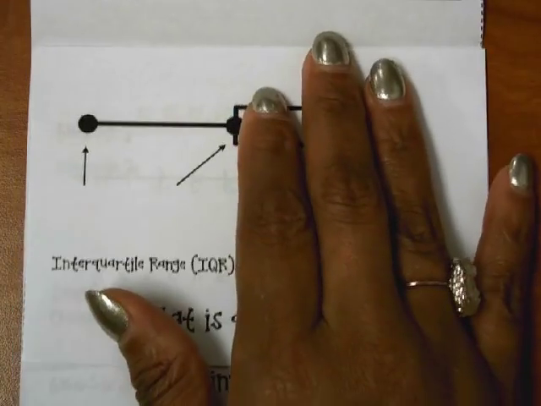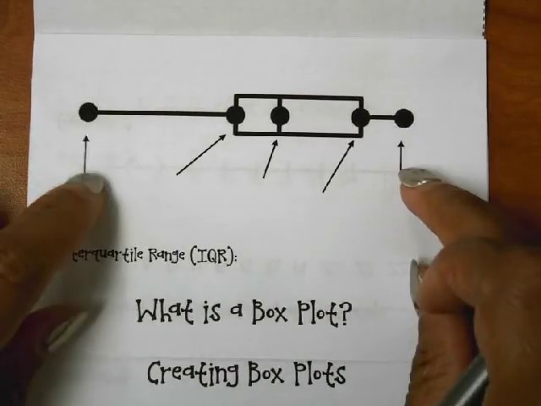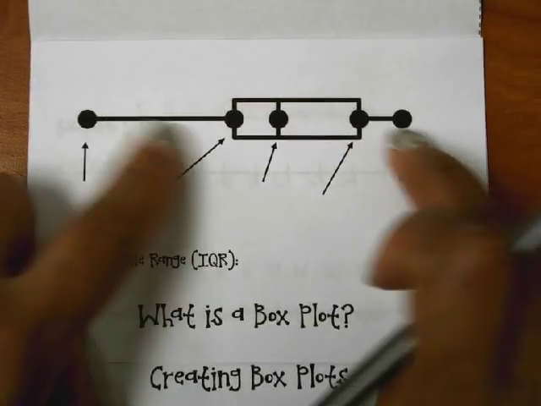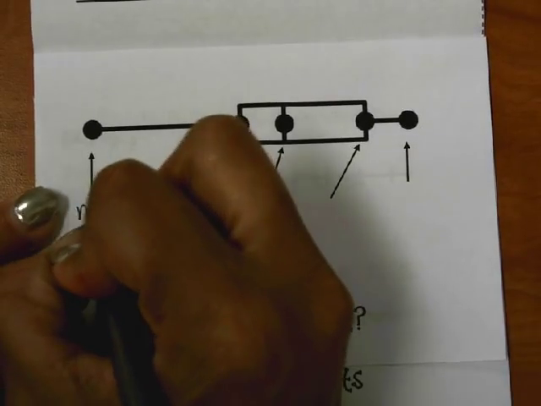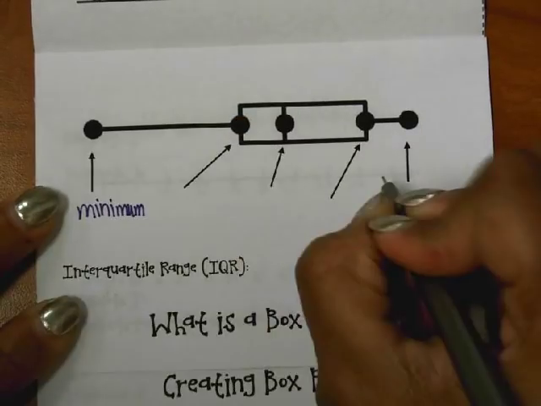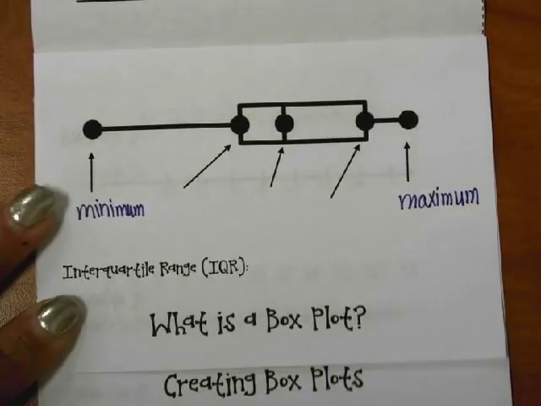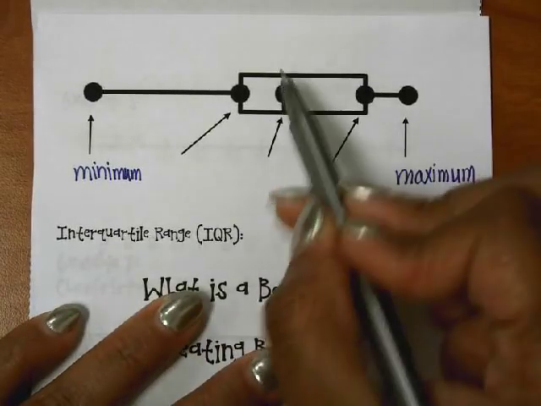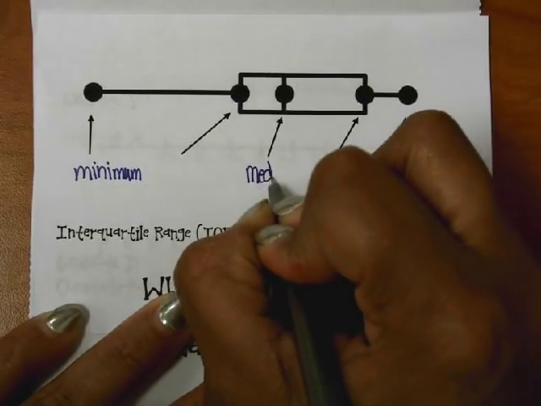So let's go ahead and talk about the parts of the box plot. We're going to start off just by labeling the parts. We used to call this box and whiskers, but now it's just called box plot. But if you think of it as box and whiskers, the lines here are whiskers, and then we have our box. So let's start with labeling our whiskers. This would be your minimum value. I'll just write minimum. And the other end is your maximum. Here in the middle, we have our center, which is also known as our median.